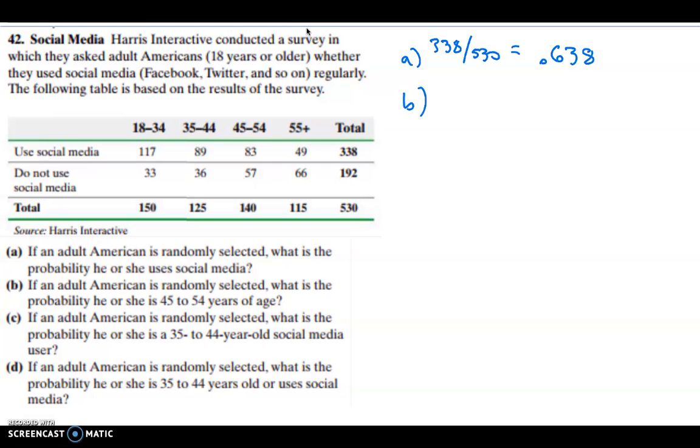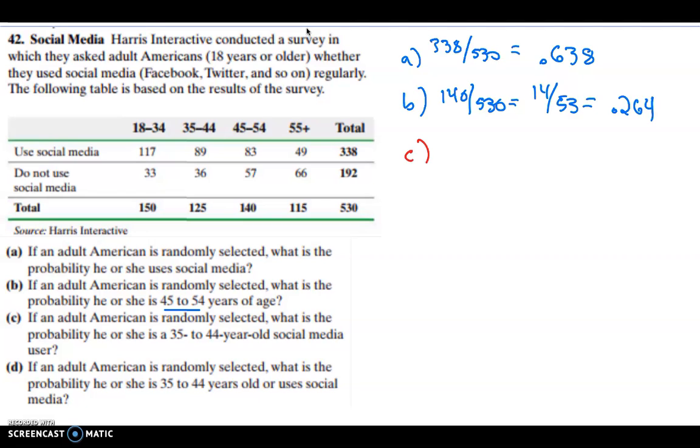Okay. So then the next one, if an adult American is randomly selected, what is the probability that he or she is 45 to 54 years of age? So 45 to 54 is right here, so there's 140 of those people out of 530. So we'll take 140 out of 530. Okay, that does reduce down to 14/53, or 0.264. So 26.4% are between the ages of 45 and 54.